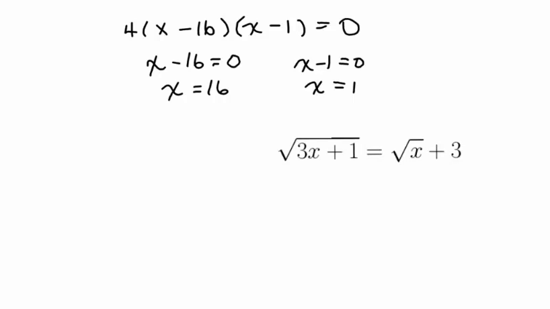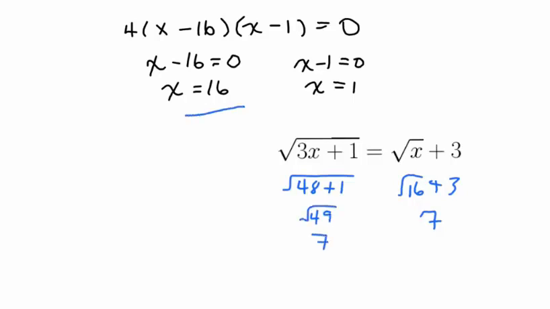Just like we did before, we should double check both of these answers, as squaring both sides may create new solutions that won't be solutions to our original equation. So let's begin with x is equal to 16. If we make a substitution of 16, we're going to get root 48 plus 1. And over on the right-hand side, we'll get root 16 plus 3. Now the right-hand side simplifies to 4 plus 3, which is 7. And over on the left-hand side, we see that this is square root of 49, which is equal to 7. So 16 is a solution to the original equation.